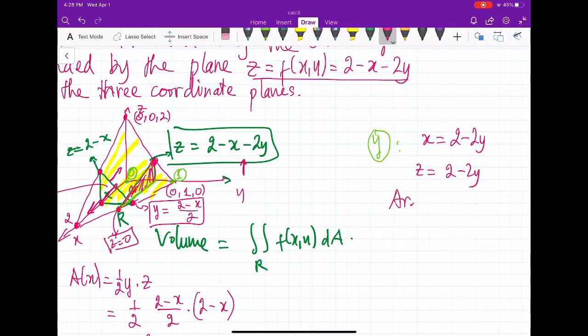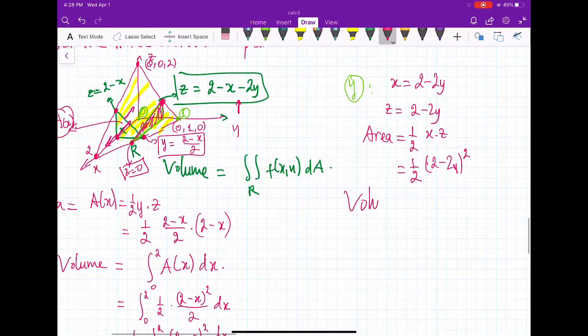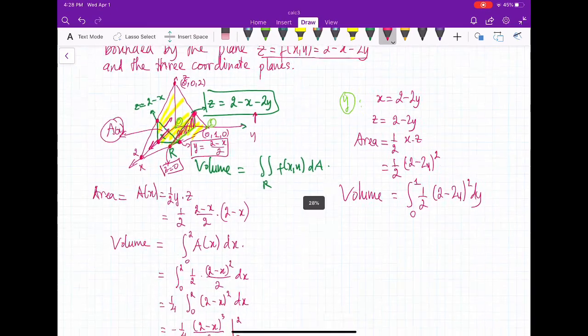The area is equal to 1/2 x times z, which is 1/2 (2 minus 2y) squared. And then I can find the volume equal to the integral from 0 to 1, because now we integrate with respect to y, of 1/2 (2 minus 2y) squared dy. And I bet you get exactly the same number.